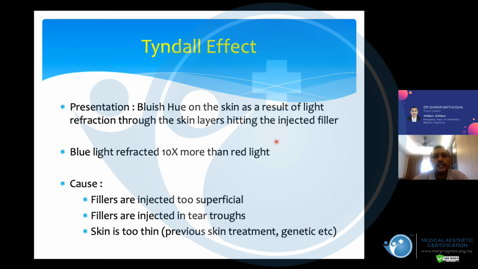All right, so why does it happen? Because you inject the fillers too superficially, common in the tear trough areas, and the skin is too thin, either because of previous treatment, too much steroid, or the patient has a genetic condition where the dermis is very thin. When I zoom in on this picture, you don't see what it is. What I meant to show is that the Tyndall effect is over here: a very fair-skinned person with a filler in the infraorbital area, which presents as a bluish hue.